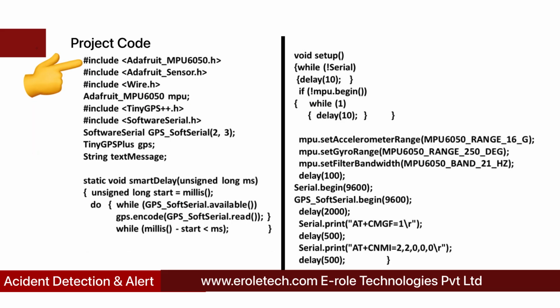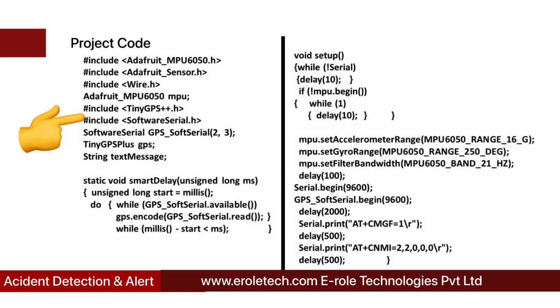To use the MPU 6050 tilt sensor module, we will include its library in the program. To include the library, we will write #include Adafruit MPU6050.h. MPU6050 tilt sensor module works on I2C protocol, so we will include the I2C library in the program. To include the library, we will write #include wire.h.